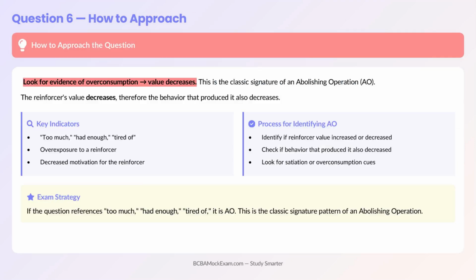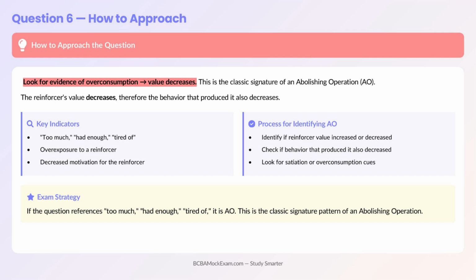To approach this question, look for clear signs of overconsumption because having too much of a reinforcer decreases its value. When the value decreases, the behavior that produced it typically decreases as well. The slide highlights indicators such as too much, had enough, and tired of, which are strong cues for an abolishing operation. You check whether the reinforcer's value went down and whether the related behavior also decreased. Overexposure leading to reduced motivation is the classic pattern of an AO.